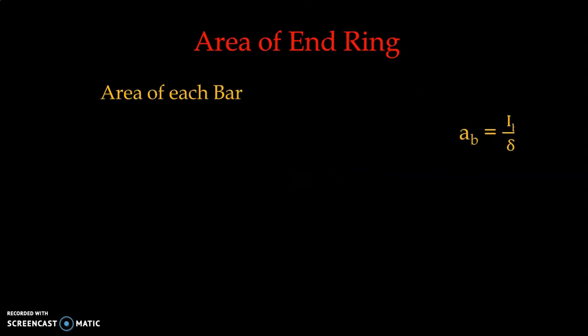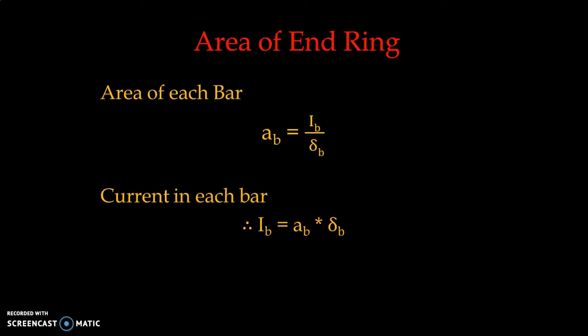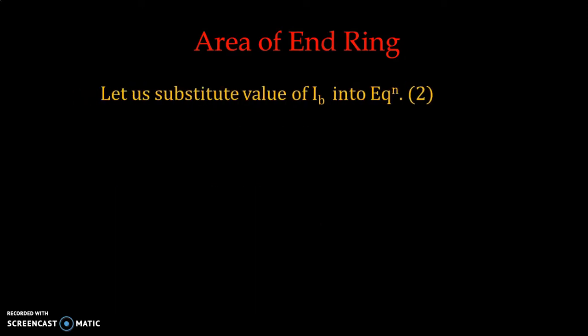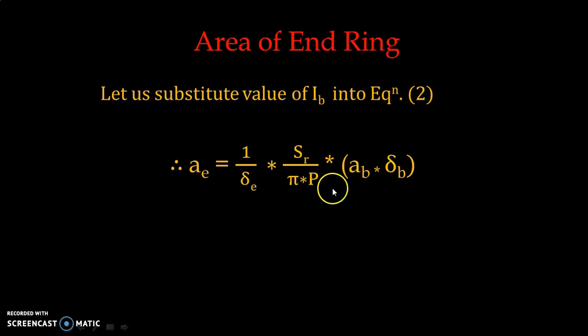Now a similar equation we can use for the area of each bar, AB, small a for area and B for bar, which is again current divided by density, but this time we take IB, the current through each bar, and delta B, the current density in the rotor bar. The current in each bar, IB, becomes the product of AB multiplied by delta B. Let us substitute the value of IB into equation number 2, and then our equation for area of end ring becomes 1 upon delta E, SR divided by pi P, and for current IB we introduce AB multiplied by delta B.